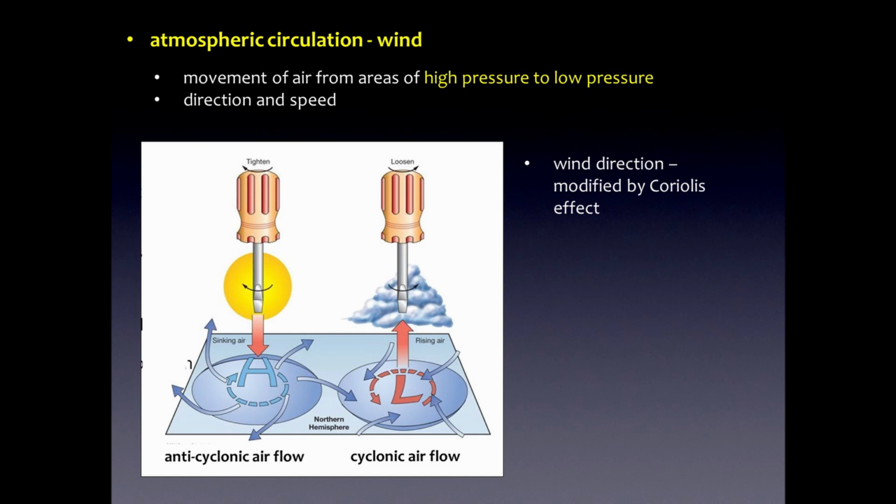The greater the difference in pressure, the faster the air flows. So this is why we have these two notes up there, direction and speed. Direction is taken care of by the Coriolis effect, and where the high pressure part is and where the low pressure area is. The speed is how big that difference is between high and low pressure, and that's going to affect how fast the air flows.